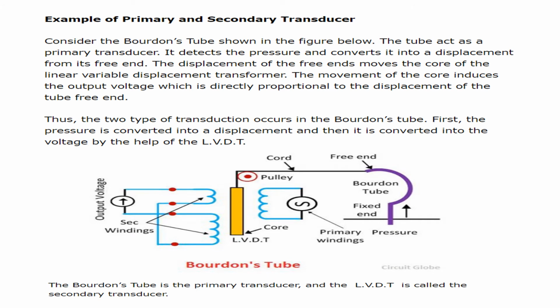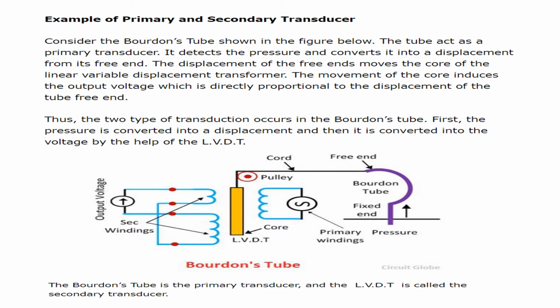Now, here I am explaining primary and secondary transducer by means of an example. So here is the diagram of Bourdon's tube. Consider the Bourdon's tube shown in the figure below. The tube acts as a primary transducer. It detects the pressure and converts it into a displacement from its free end.